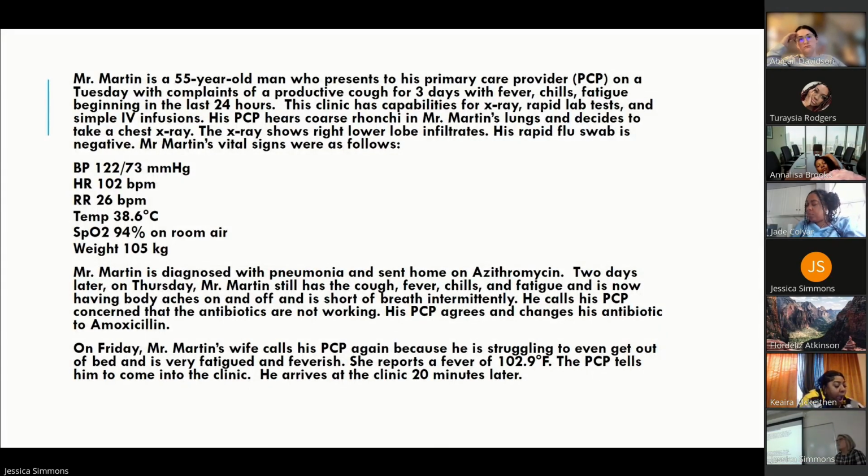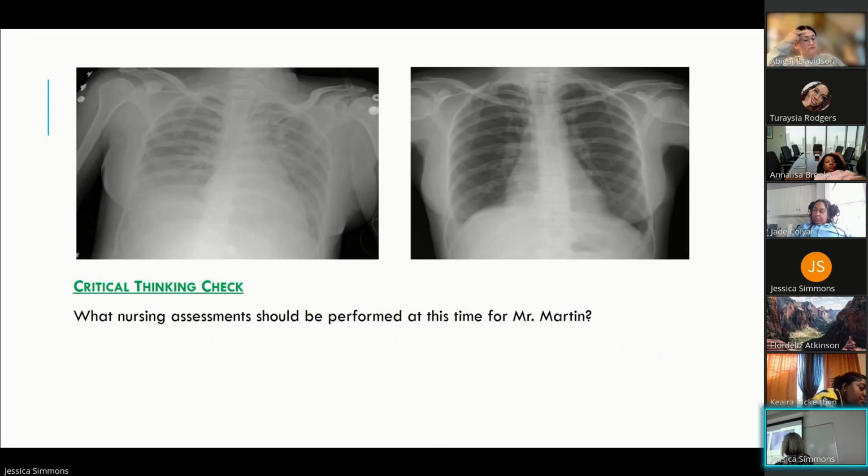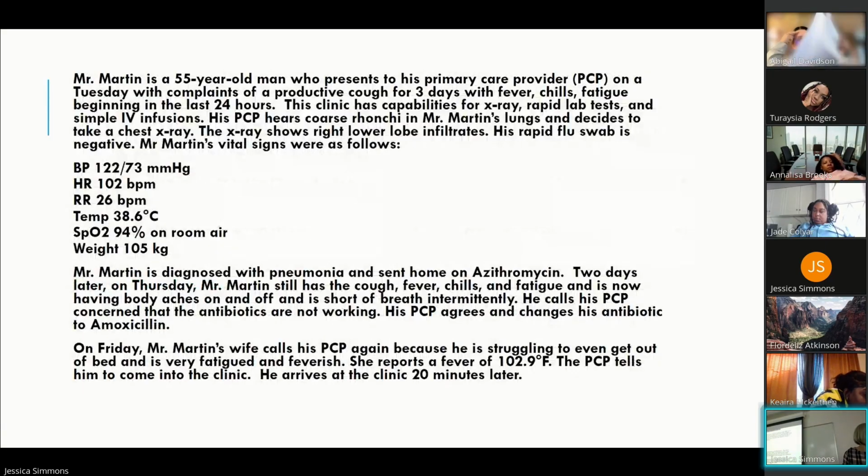So we have a case study. Mr. Martin is 55 years old who presents to his PCP on a Tuesday with complaints of a productive cough for 3 days with fever, chills, fatigue, and it began in the last 24 hours. So this has occurred quite acutely. This clinic has capabilities for X-ray, rapid lab tests, and simple IV infusions. His PCP hears coarse rhonchi in Mr. Martin's lungs and decides to take a chest X-ray. The chest X-ray shows right lower lobe infiltrates.